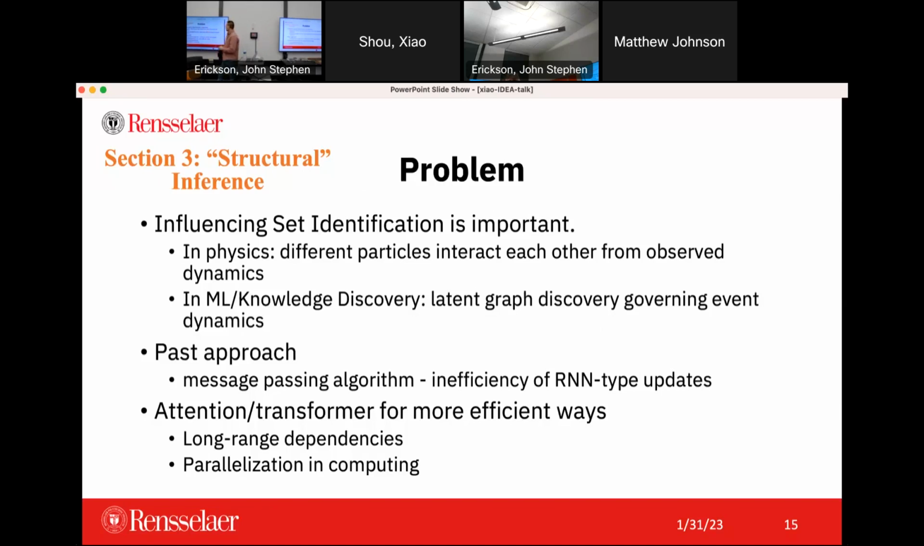For example, in physics, you have different particles interacting with each other. What you observe is the dynamics happening for those particles, but there's an unobserved graph that governs how they interact with each other. In machine learning and knowledge discovery, you can also see latent graph discovery that will govern event dynamics and event interaction. In past research, a main approach is the message passing algorithm, but I think it's not very efficient because of the RNN type of update. So we use attention and transformer for more efficient ways because of parallelization computing.